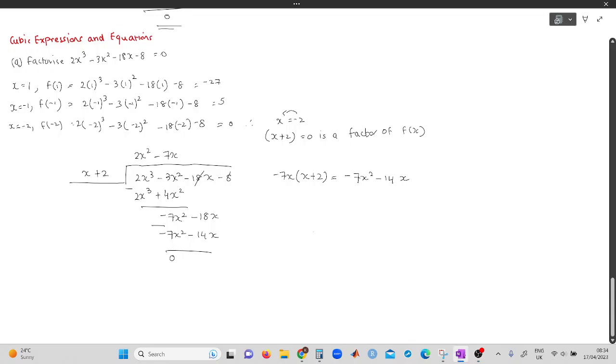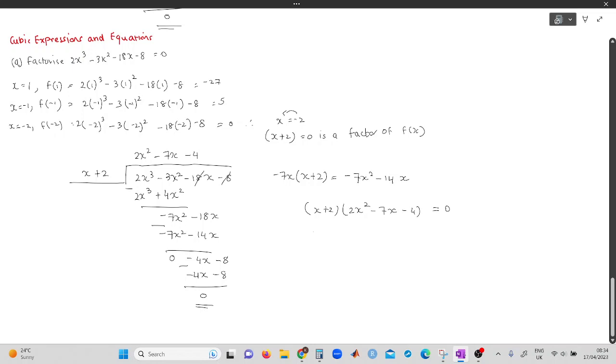So here, moins 18 plus 4, 14, ça va me faire moins 4x retirer, bring down 8 here. Donc, moins 4x divisé par x, ça va me faire moins 4. Je multiplie, moins 4 with x, moins 8, give me 0. So here I can say that x plus 2, 2x squared minus 7x minus 4 is equal to 0.